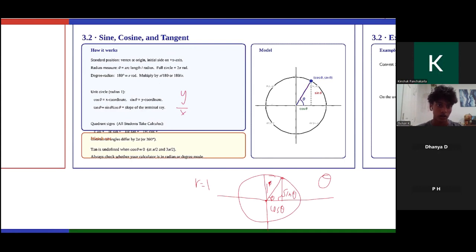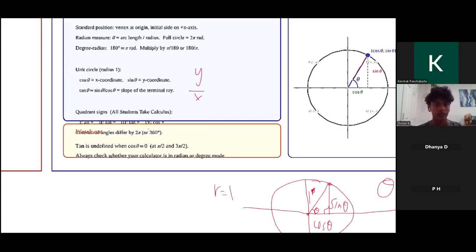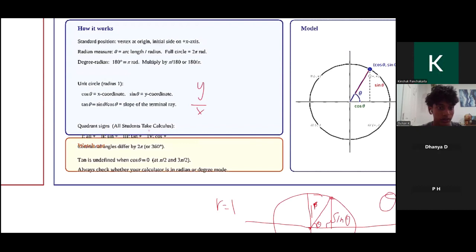And then quadrant signs, it's saying there, it's like cut out. But okay, I don't think it's too important. So tan is undefined when cos theta equals 0, because if you think about it, it's sine theta over cos theta, right? Now we know that anything divided by 0 is undefined.